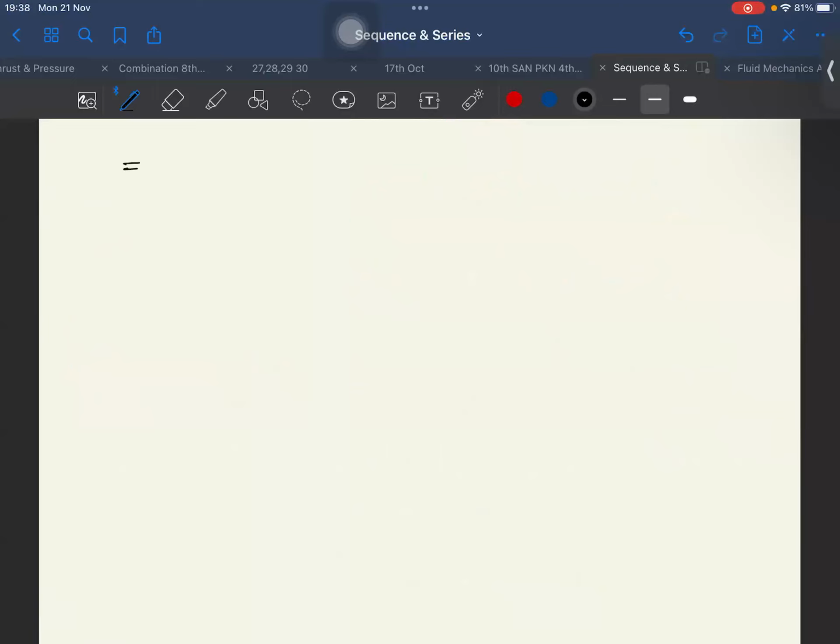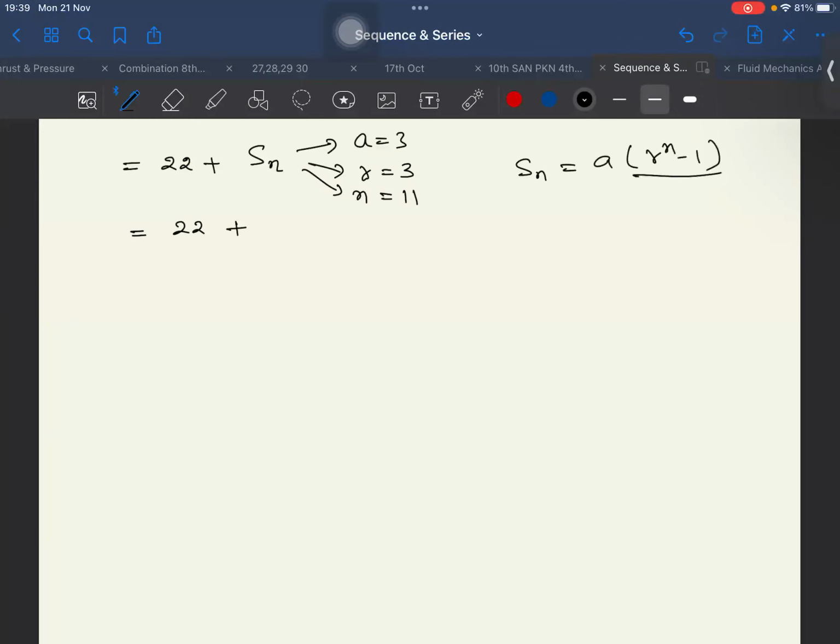So this will be equal to 22 plus Sn. Okay, Sn of the GP. And for this Sn, your A value is 3. Common ratio is how much? 3 only, right? Yes, sir. Okay. So 22, and n is equal to 11 terms. So we write Sn, we know Sn is equal to A times r to the power of n minus 1 upon r minus 1. So use this.